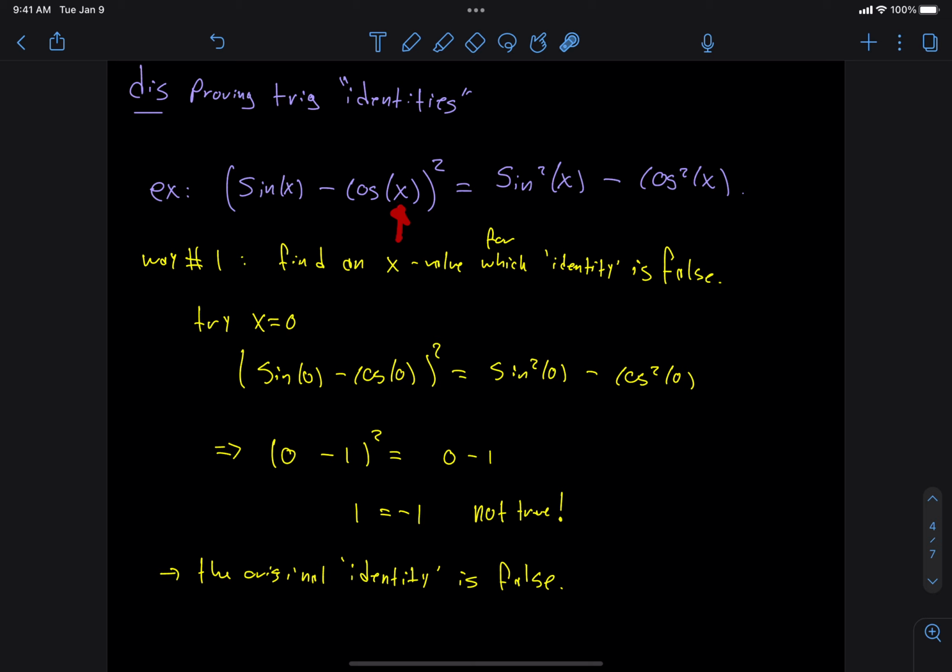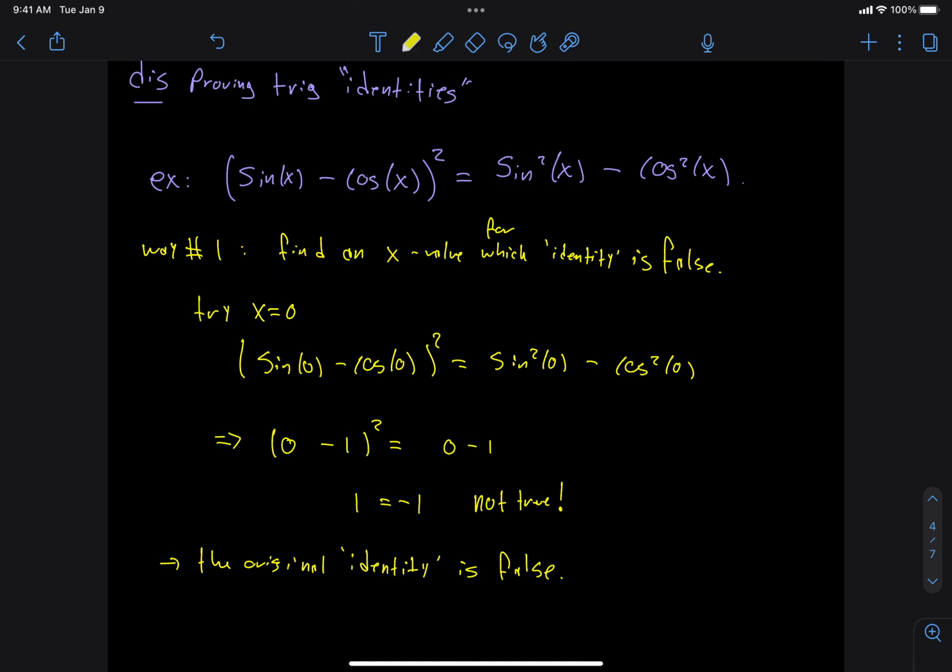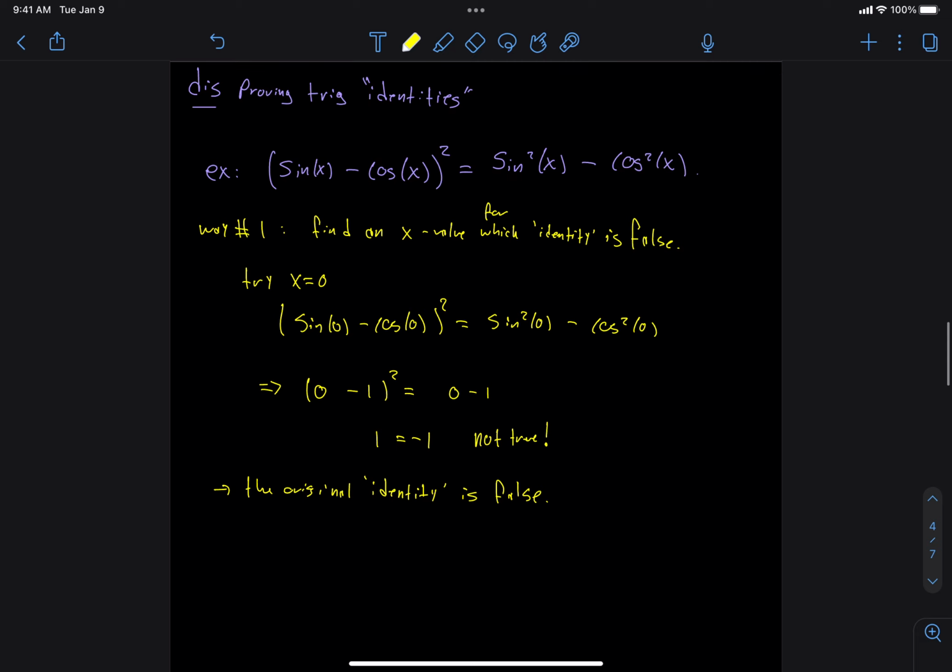So we need to be a little bit more clever if we want to prove a trigonometric identity. We can't just say, well, it's true for 0 degrees, it's true for 1 degree, all the way up to infinity degrees. We can't do that. So we have to be more clever than that when we're going to prove trig identities. But disproving them is easy. You just have to find one for which it's not true. Okay, so that's way number one. Any questions on way number one?